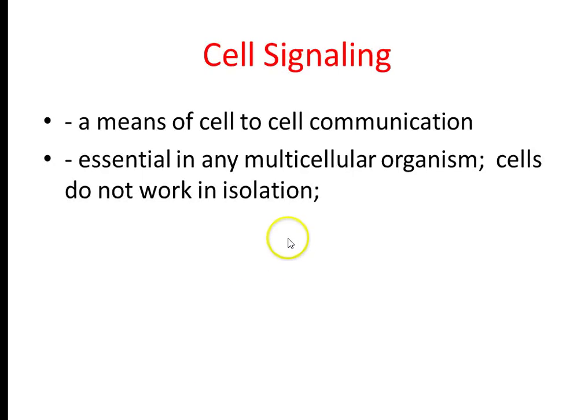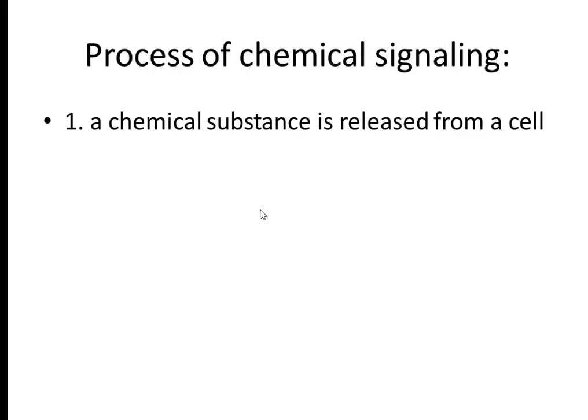Okay, so we have this term cell signaling. And cell signaling is a means of cell-to-cell communication, and it is essential in any multicellular organism, even those like a jellyfish or a plant that does not have a nervous system or any kind of a brain. So cells do not work in isolation, they work in conjunction with other cells. And the way cells are going to communicate is by chemical means.